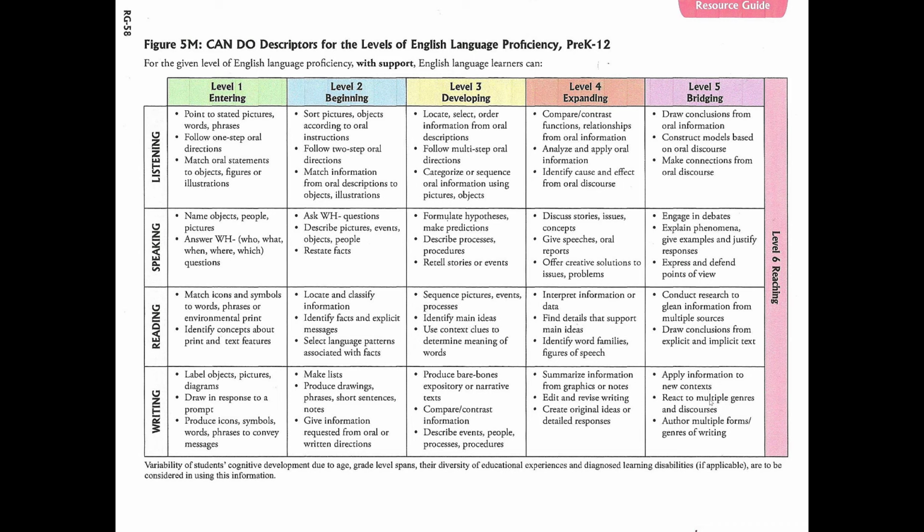The same student, when it comes to reading, will be able to locate and classify information, identify facts and explicit messages, select language patterns associated with facts. So as you can see, by using the can-do descriptor for language learners, you can differentiate how you teach the lesson and also the different activities that you're going to give different groups of students based on their language proficiency.